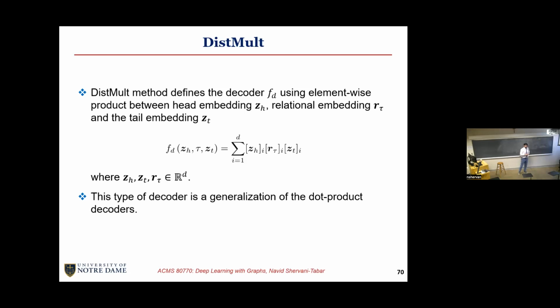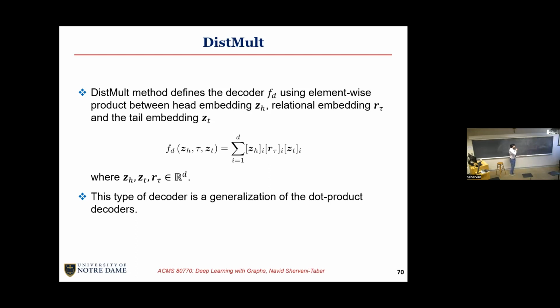Another model that we can use is called DistMult. DistMult is essentially a similar definition, except that the matrix R_tau now is diagonal, so it has zeros everywhere else. So we can write that as just a vector, and we can write this as element-wise multiplication of three embeddings. Or if you want to write it in matrix format, you can define R_tau as a d by d matrix, which is diagonal. So basically both are the same.